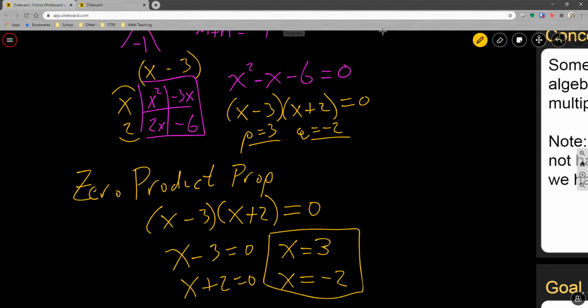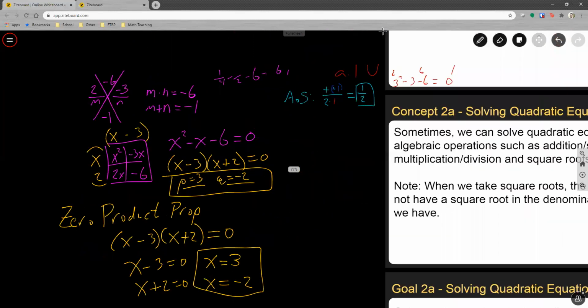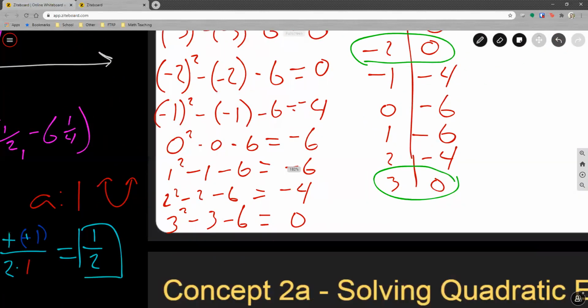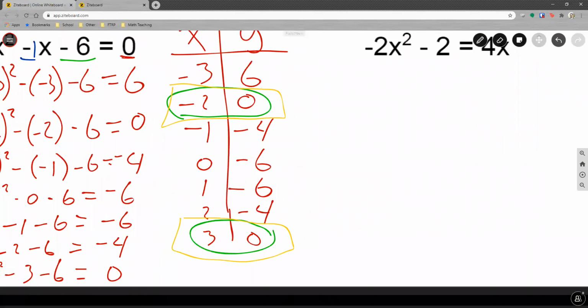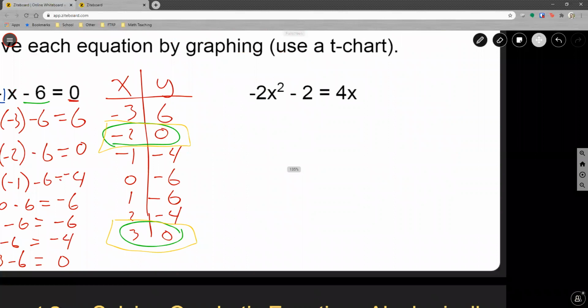There are my solutions. Same as my intercept form values, and same as my two values on my t-chart. What a tedious thing to do, though, but we can do it.